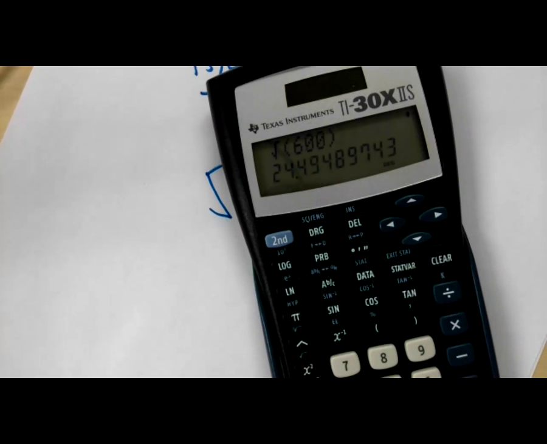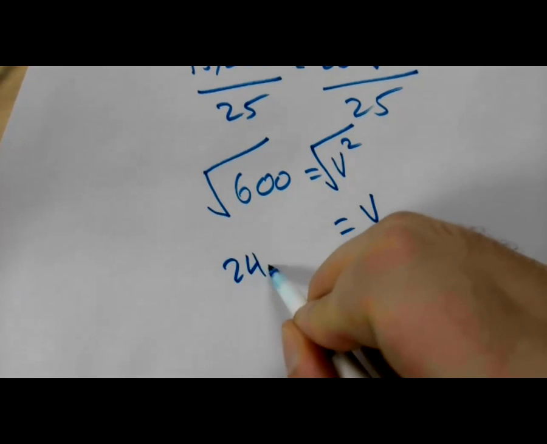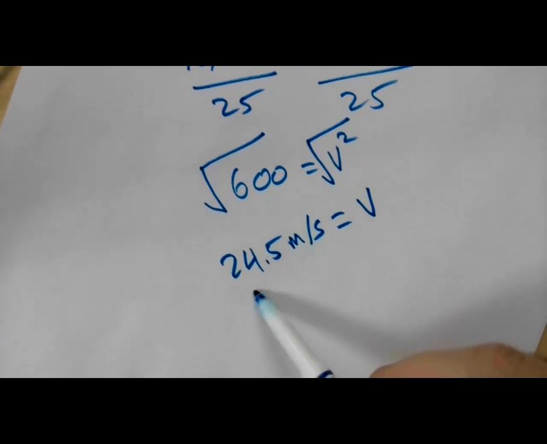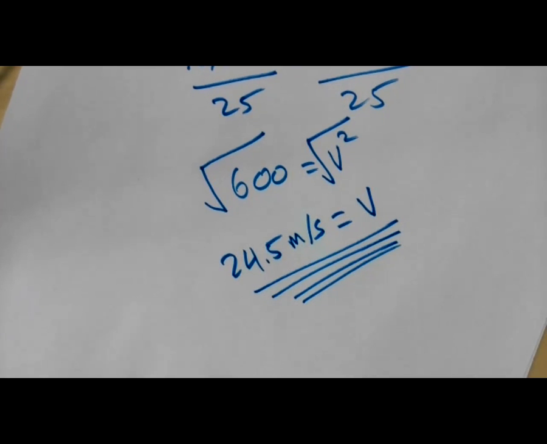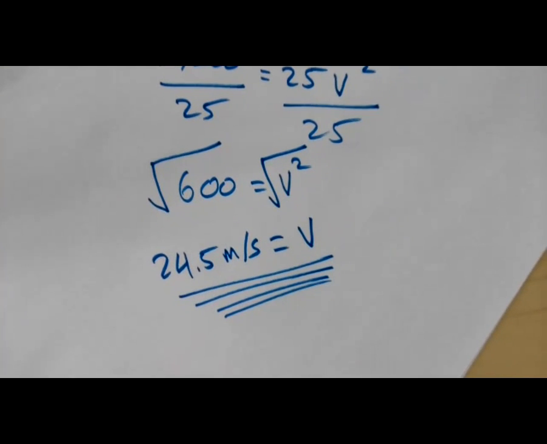And then we end up with an answer of 24.49, which I'm just going to round up to 24.5. So we have a speed of 24.5 meters per second. And now, guys, that is Missy's speed. Now I've done all the steps and I've gotten to the correct answer.